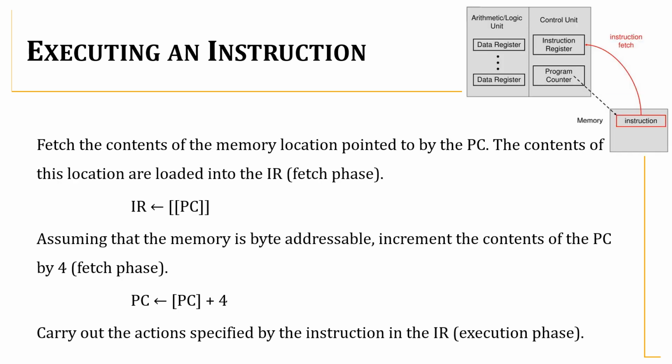Now let's look into how we are going to execute an instruction. The first step is we need to fetch the contents of the memory location pointed to by the PC. PC stands for the program counter, which holds the address of the next instruction to be executed. So we need to get the address of the instruction to be executed, right? That value is there in the PC. So we are taking the contents of the memory location pointed to by the PC. PC has the memory address of the instruction.